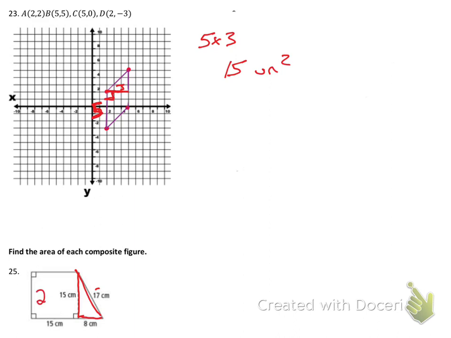So 15 times 15 is 225. And then the triangle is going to be 17 times, oh, no, sorry, not 17. Because the height of the triangle is 15. And remember, it's base times height divided by 2. So I'd have to do 8 times 15 over 2. So then 8 times 15 is 120, divided by 2 is going to be 60.